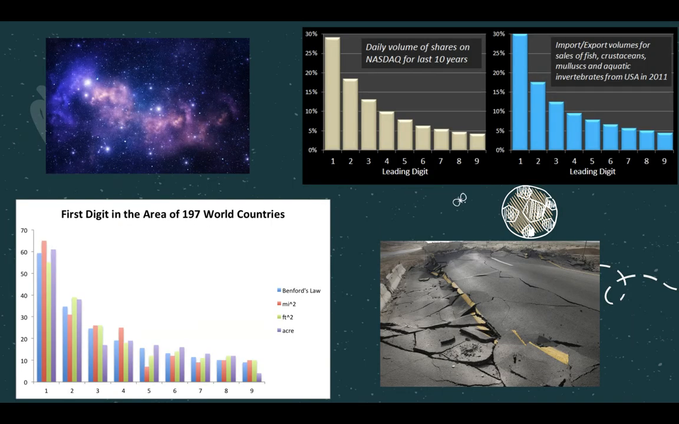Okay, so where does Benford's law apply? It applies to a lot of things, actually. It applies to even the stock market, import and export volumes of fish, and other weird stuff.